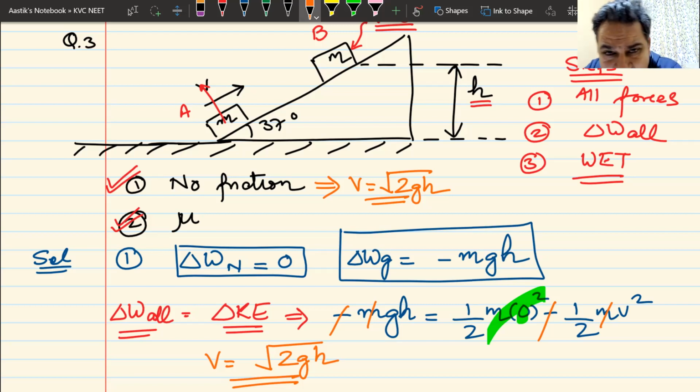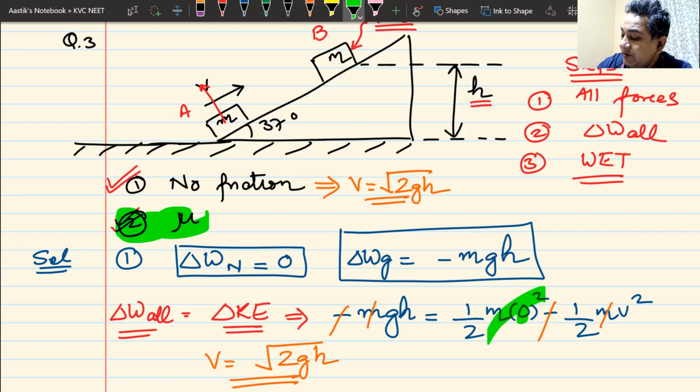If you have noted this down, then I would suggest that you move on to the next set of problems. The next problem is what happens when mu comes into the picture? When friction is also there, what is the answer in that case? You have 2 minutes to solve that problem. Let's see who does it.